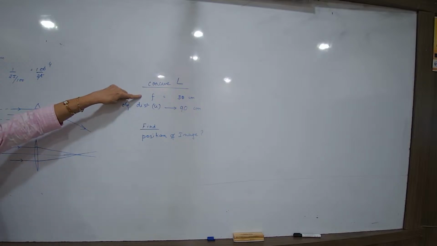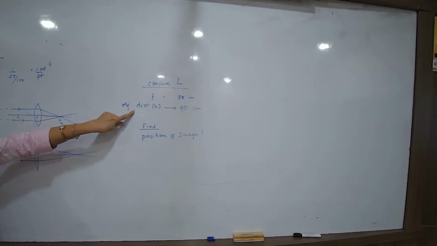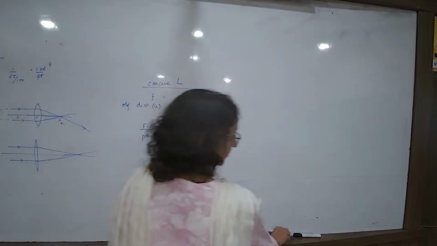In a concave lens, what will F be? What is F, positive or negative? Negative. U will be negative. Come on.